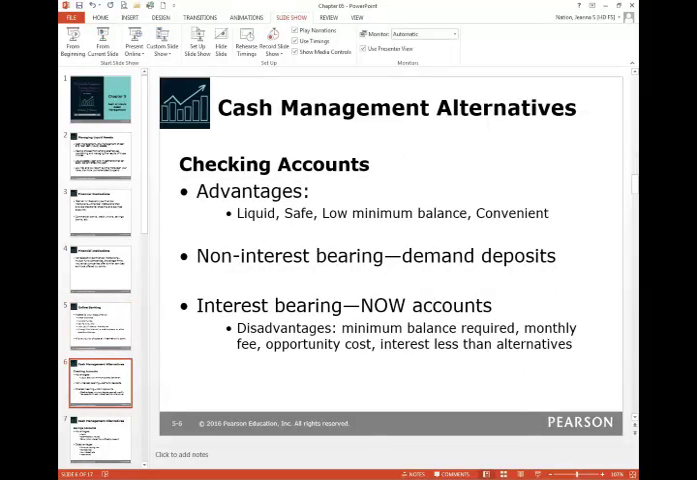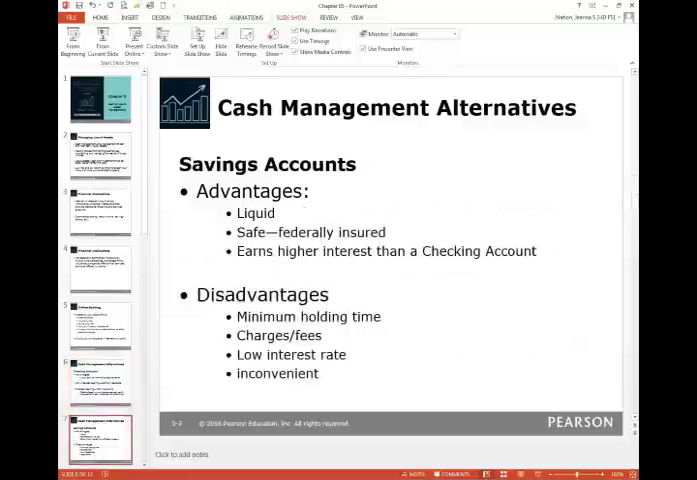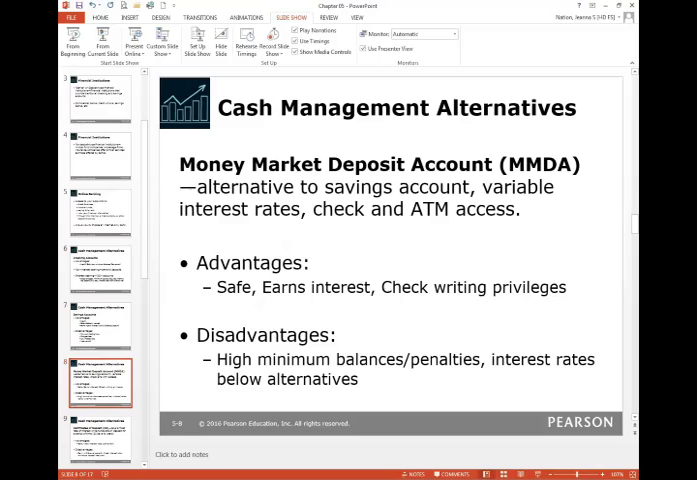Looking at the alternatives that are out there, a typical checking account is typically very liquid, safe, low minimum balance, convenient. They can be interest or non-interest bearing. It depends on the type and the financial institution you have there. Savings accounts typically aren't used for as many transactions. So if you have a lot of transactions, the checking account would probably be better. Savings accounts are also liquid, safe, and earn a little bit higher interest rate than a checking account, but still not that much. And they can be hard to access sometimes.